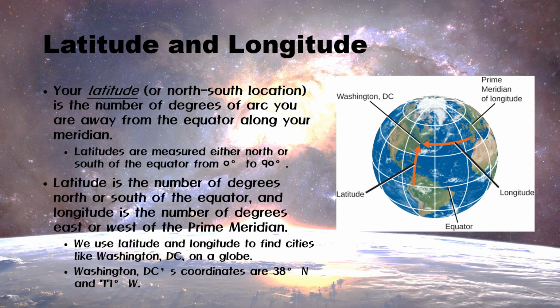And again, because latitude is the number of degrees north or south of the equator, and the longitude is the number of degrees east or west of the prime meridian, it allows us to find a way to get a nice coordinate map here. And we can use this to find cities such as Washington, D.C. very easily on a globe. For example, D.C.'s coordinates are 38 degrees north and 77 degrees west.